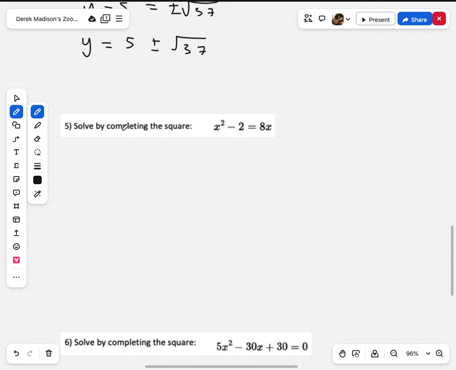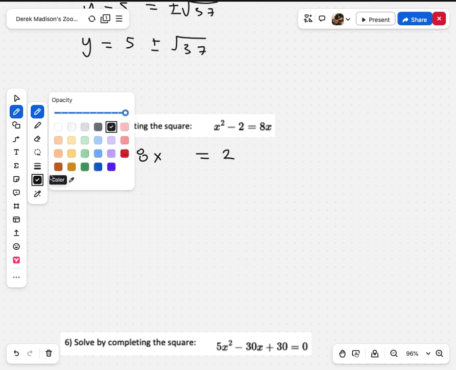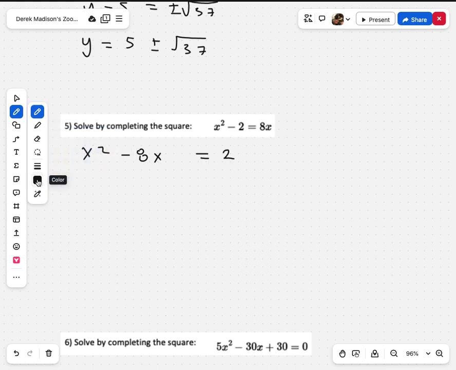This one's pretty much the same thing, so we'll write it as x squared. The 8x should be on this side, and the 2 should be on that side. I'll leave myself some space there, and then adding the 2 over. And then half of 8 is 4, and squared would make 16.